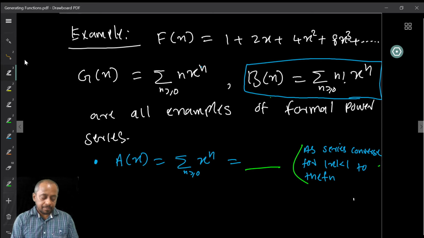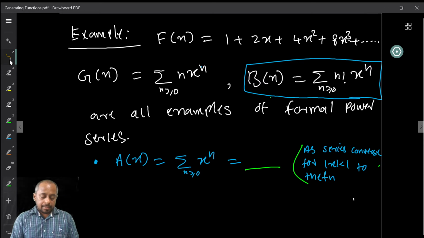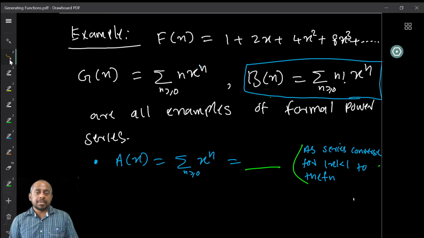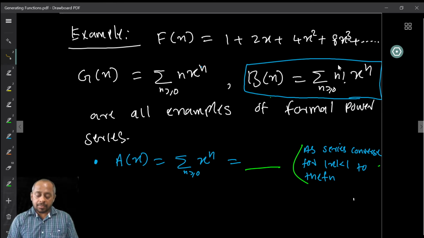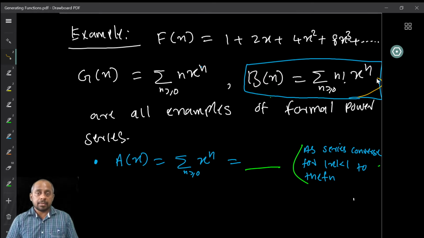Then g(x) is equal to the summation over n greater than or equal to 0 of n times x raised to n. We define, say, h(x) equal to the summation of n factorial x raised to n. So this is an example of a power series which does not converge. In fact, the only point it converges is x equal to 0. Everywhere else, it is not going to converge. But we will still work with such series. So these are all examples of formal power series.